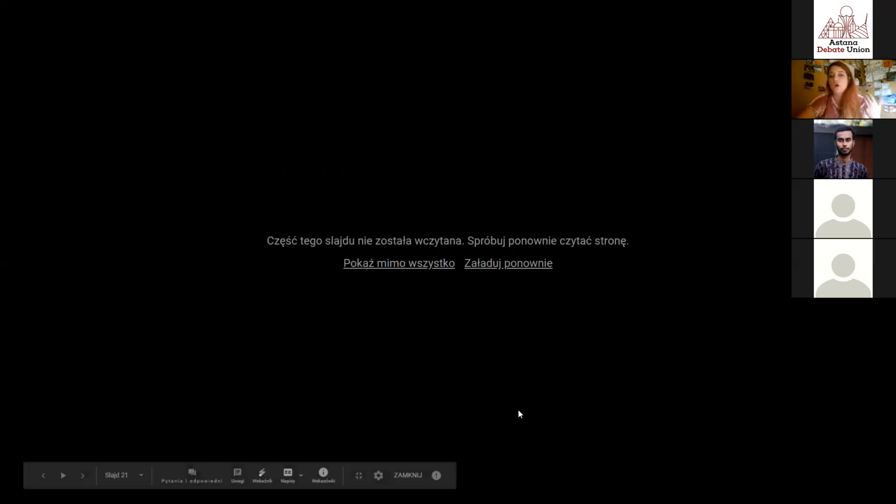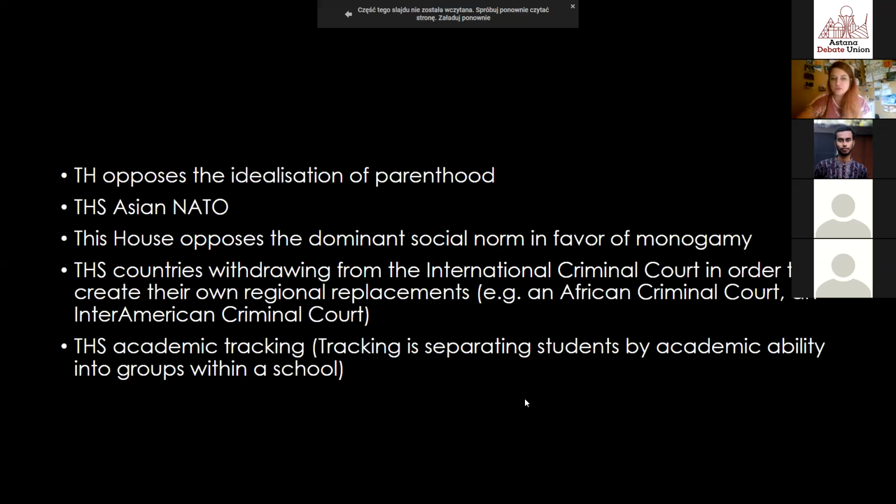This House opposes the idealization of parenthood. This House supports an Asian NATO. This House opposes the dominant social norm in favor of monogamy. This House supports countries withdrawing from the International Criminal Court in order to create their own regional replacements. In that motion, you have clearly said what the support means: you support that because they have an alternative source. So your burden is to defend the regional replacement as the comparative in the debate. So we also need to be aware and read that kind of thing.